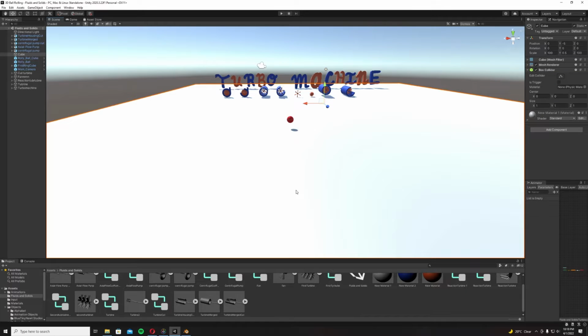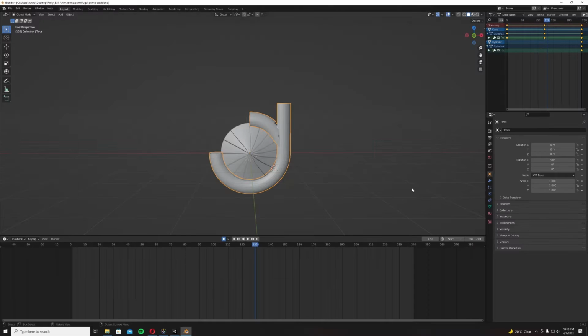Now, the method we have used for this presentation is we have created a little game where you can explore all the types of turbo machines. All the models in this were handmade. Most of them were made in Blender here.